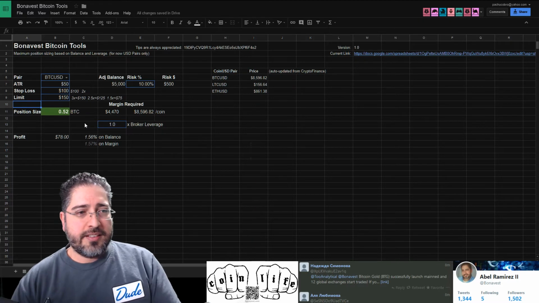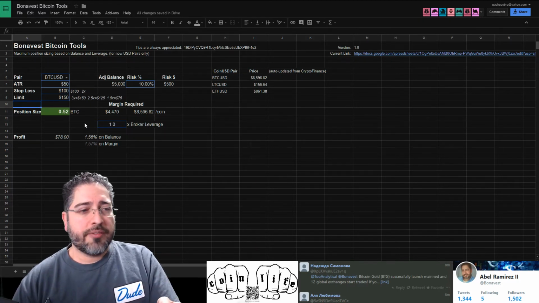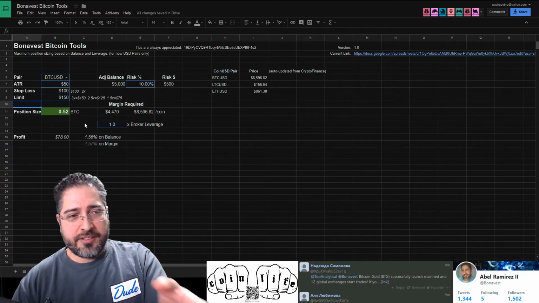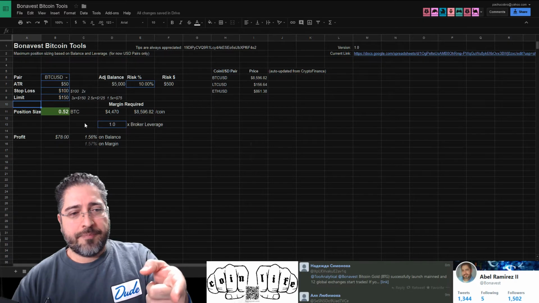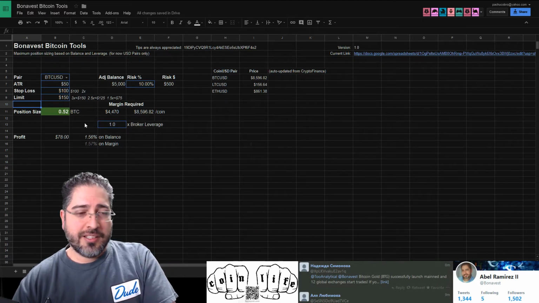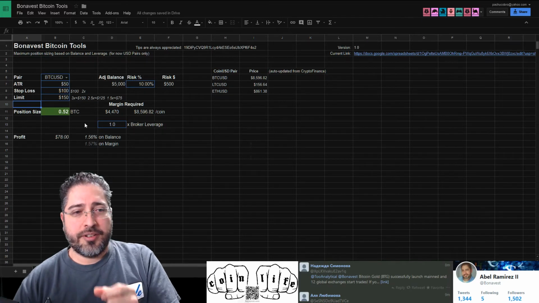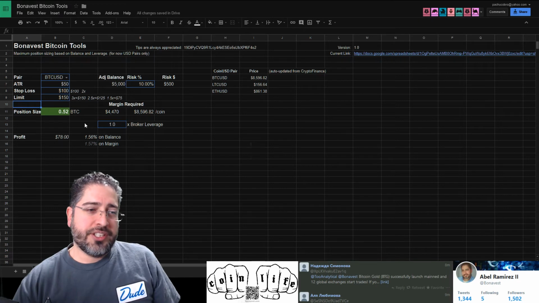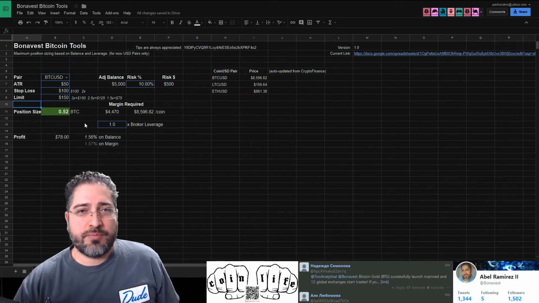Other than that, down at the bottom, based on whatever dollar amount you put in your limit or your take profit amount, it'll tell you exactly how much profit you'll have based on your position size. And then it'll also tell you the percent in profit on your balance, and also the percent of profit on your margin, which right now with the way the numbers are working, your margin is your balance, because we're trying to use pretty much all of it.